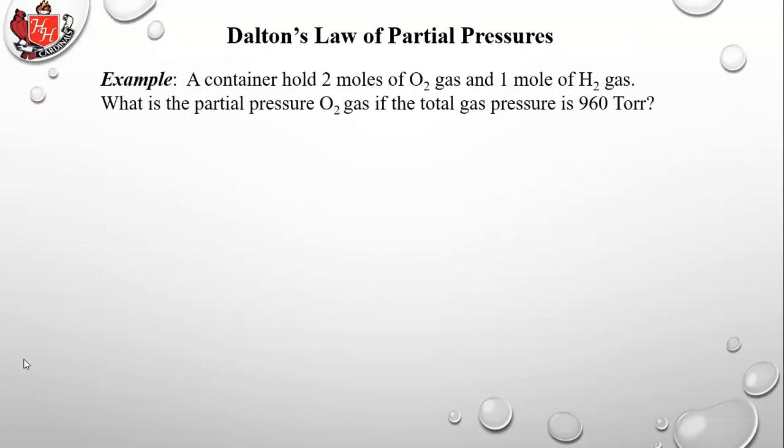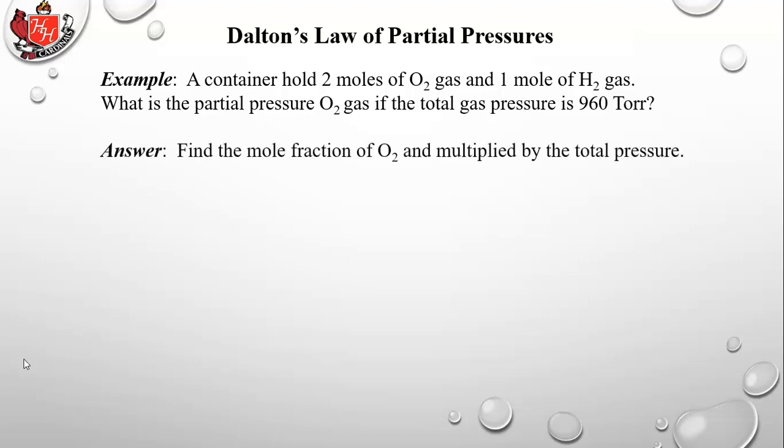So example, a container holds 2 moles of O2 gas and 1 mole of H2 gas. What is the partial pressure of O2 gas if the total gas pressure is 960 torr? All right, so we figure out the mole fraction and we multiply it by 960. So let's go down and do that. So find the mole fraction of O2 and multiply by the total pressure.